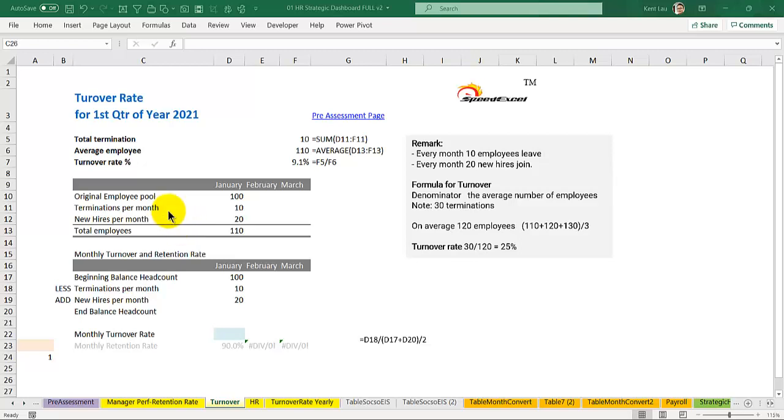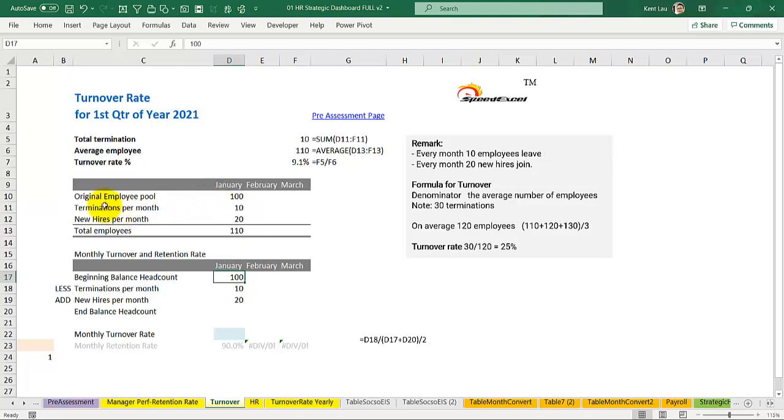How do you calculate turnover rate? Employee turnover rate. Well, an example is that you have a monthly turnover like this. So right here.